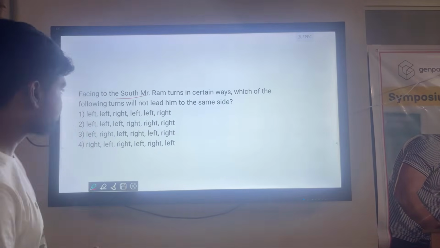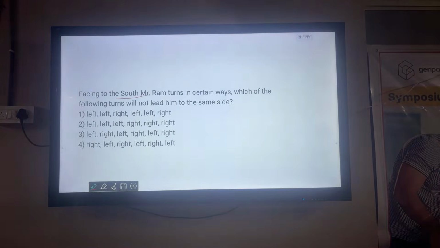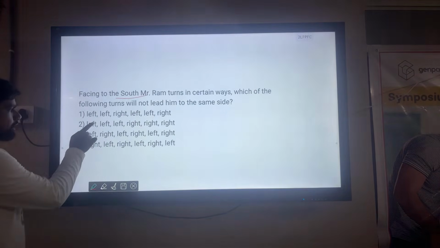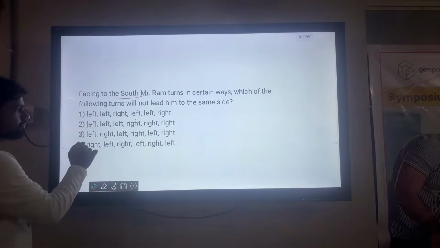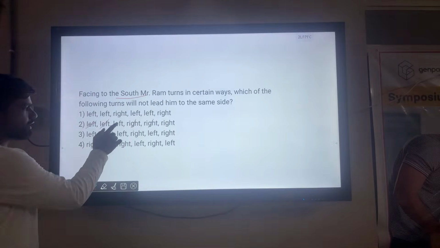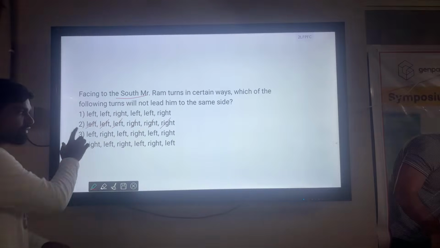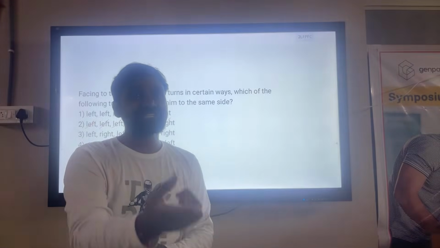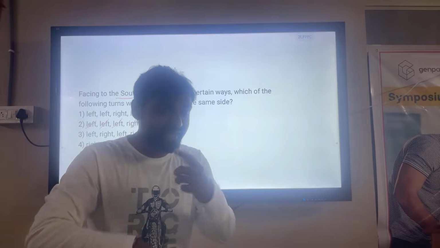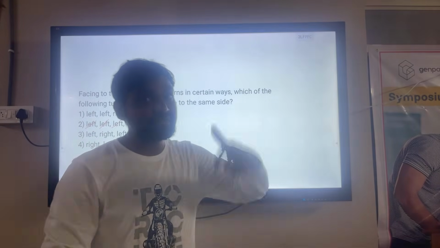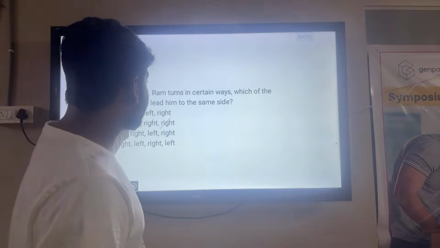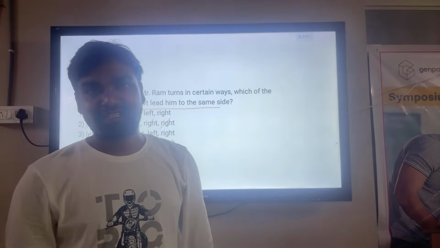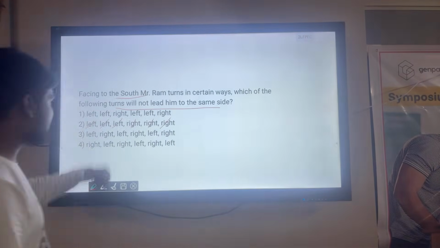Look here. If you look at the second option, very easy. Left and right cancel. If all the left and right turns are cancelled, he will be in the same position. He will come to the same south position. But as per the question, we need the one that will not lead him to the same place. That's why option 2 is wrong.